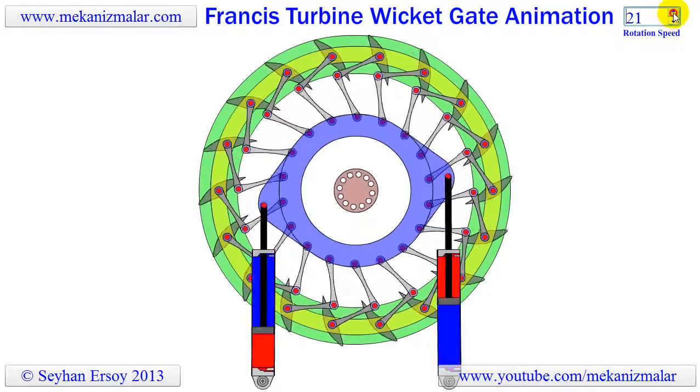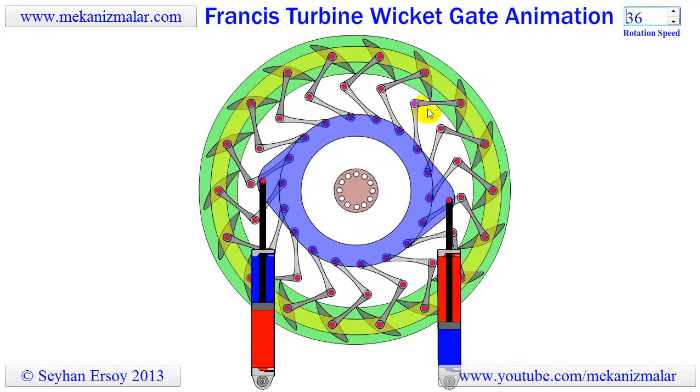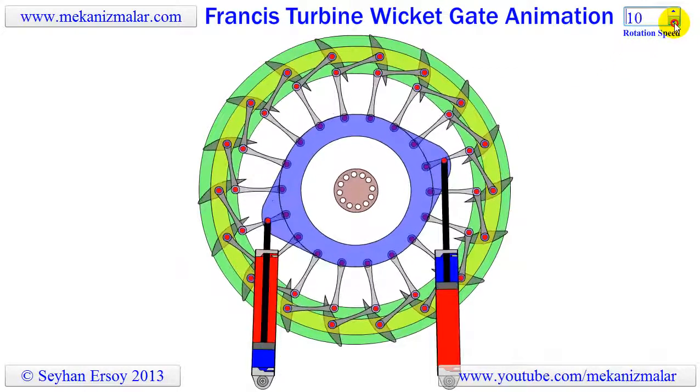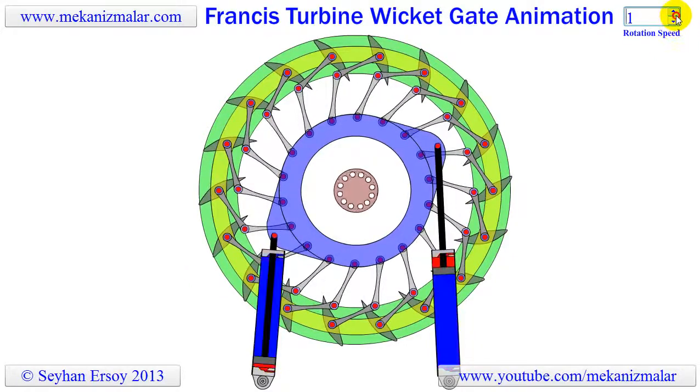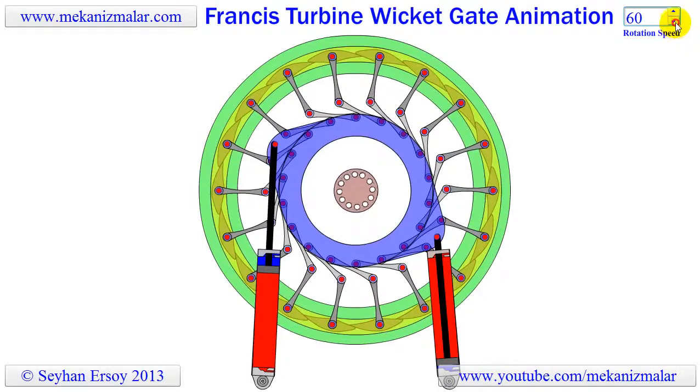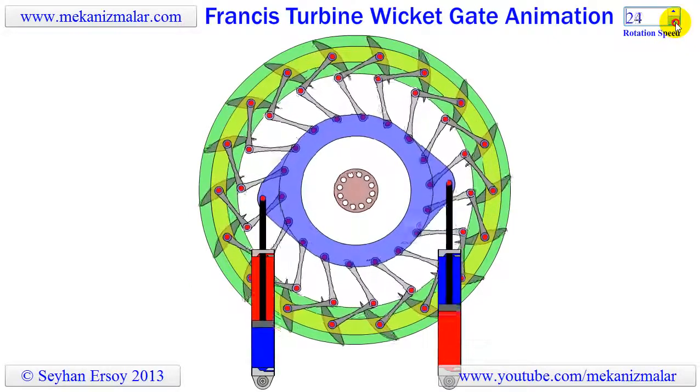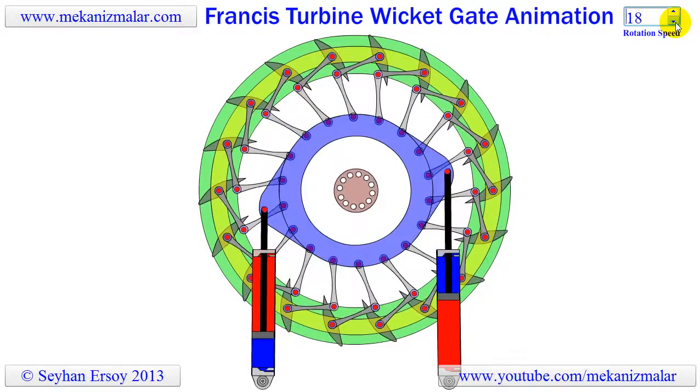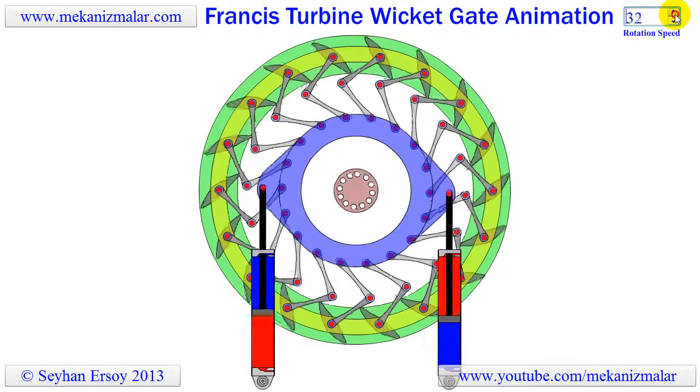You should also notice the clever way this rotation of the center disc is transferred with a linkage pair to the wicket gates. The combined effect is that the simple push and pull action of two hydraulic cylinders opens or closes all the wicket gates. I find this system very interesting and hope you enjoy it as much as I did.